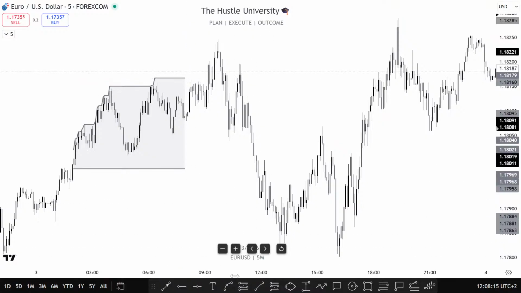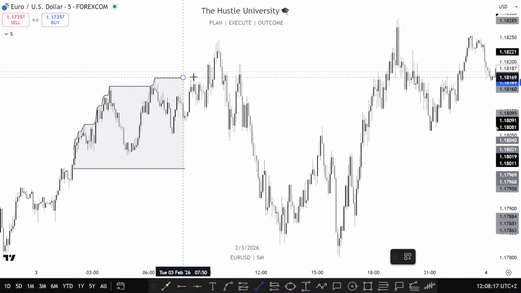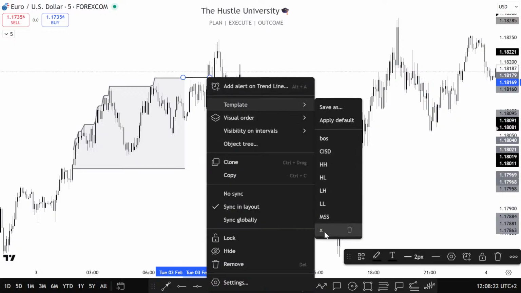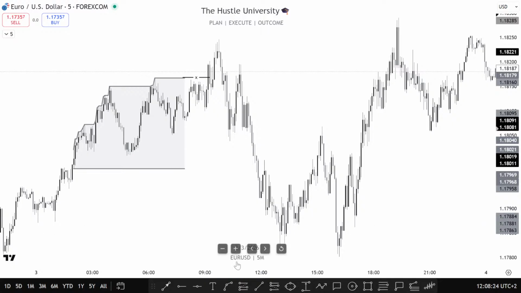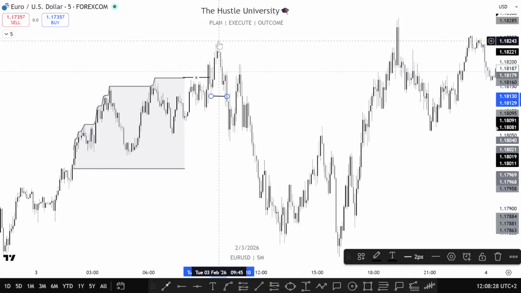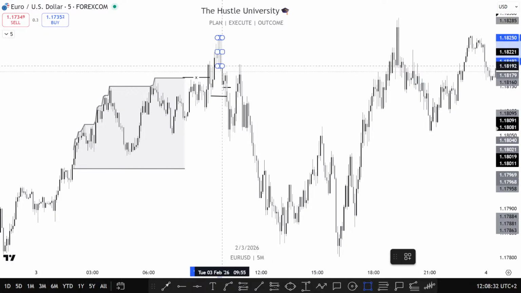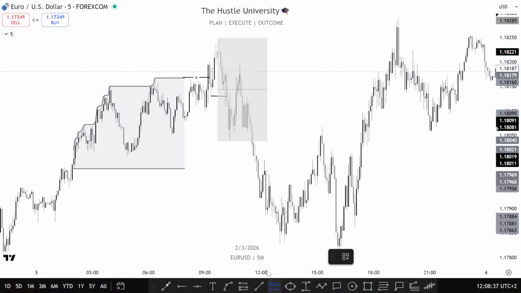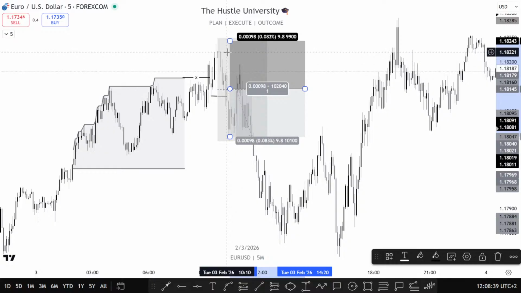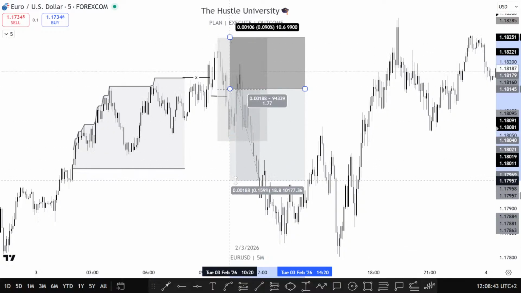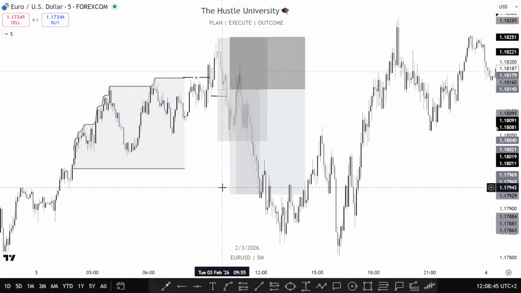Also, sweep of liquidity highs, market structure shift, lower low, price came to 50% equilibrium, stop loss above the highs, 1:2. There you have it.